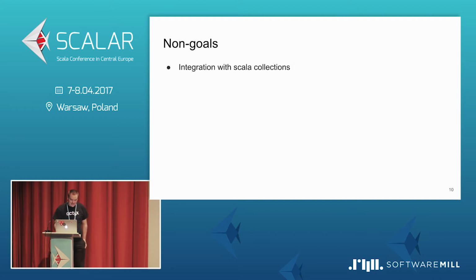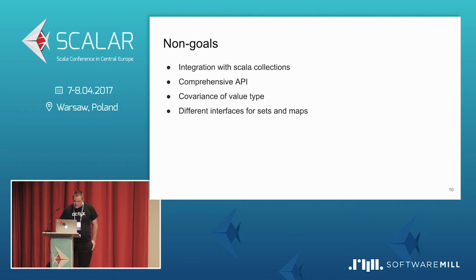So non-goals are integration with Scala collections. This is basically a bare data structure that I just need for my own stuff. I don't want to have a comprehensive API. I just implement exactly what I need myself and nothing more. I don't want to have covariance of value type. I tried to implement it, and it was a lot of work, and I noticed that I never use it anyway, so I just threw it out again.